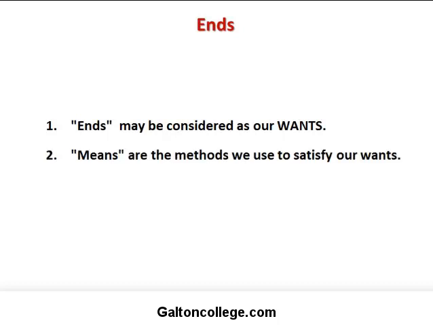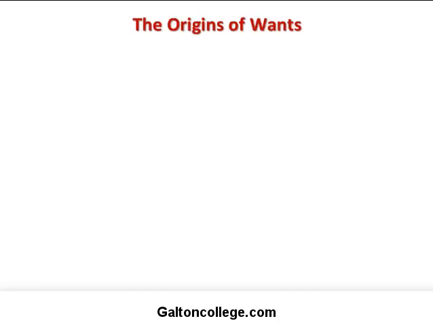Means are the methods we use to satisfy our wants. So means would include production and agriculture and the extractive industries and manufacturing and services and so on. These are the means by which we satisfy our wants.